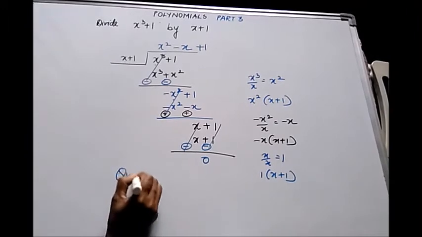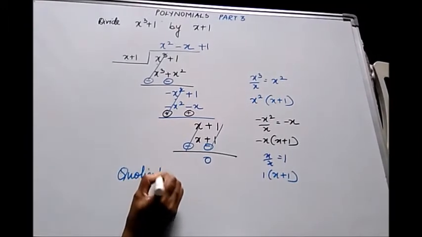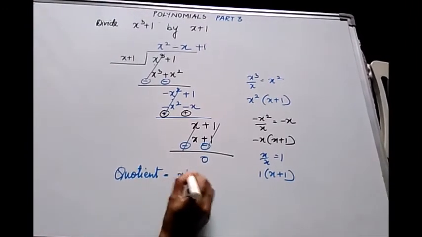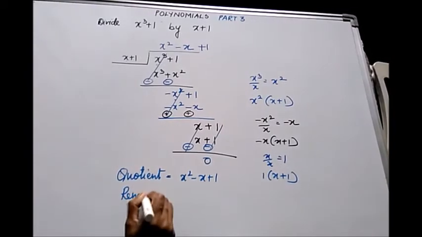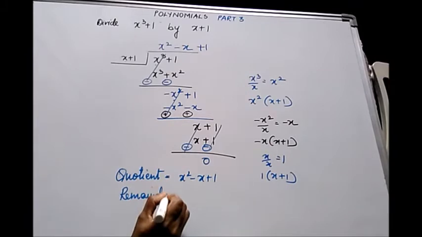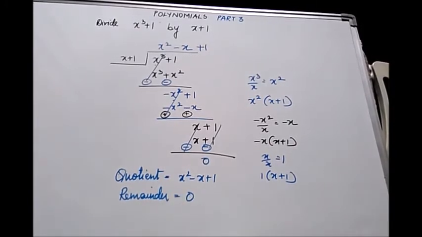Hence the quotient is equal to x square minus x plus 1 and remainder is equal to 0.